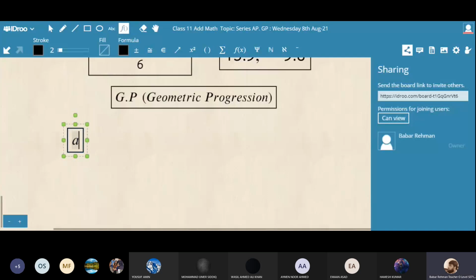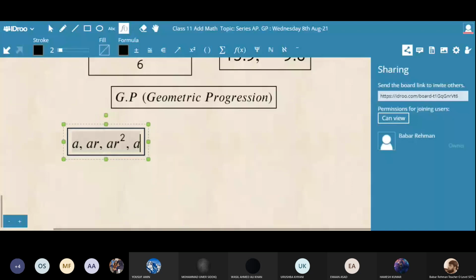A, comma, second term, what is the second term? AR. Student, what is the third term? What is the third term of GP? AR square. Okay, fourth term. AR cube. And like this, continue.